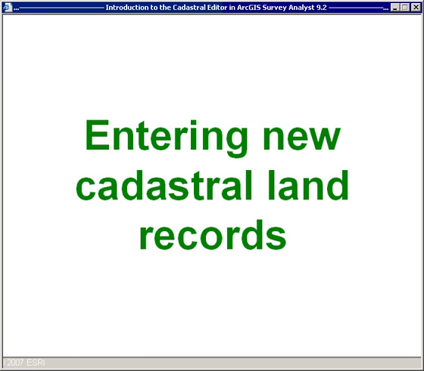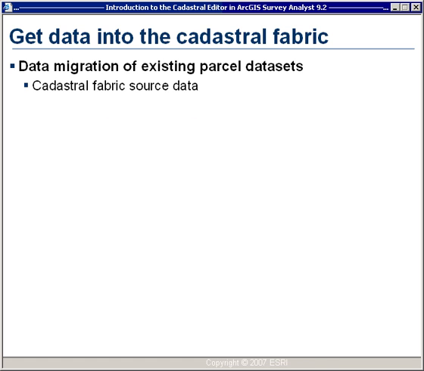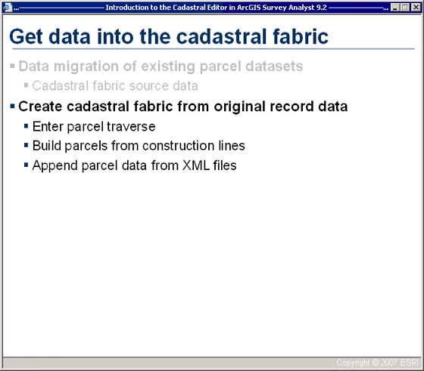Thanks, Chris. In this next topic, we're going to talk about the different processes that we can use to enter new cadastral records into the cadastral fabric. Firstly, existing parcel data can be imported from any format that supports the ArcNode topology structure of the older 7x coverage format. We call data in this format cadastral fabric source data. Secondly, data can be added incrementally into the cadastral fabric from individual original cadastral record sources. These original record sources could be hard copy plans or scanned images.